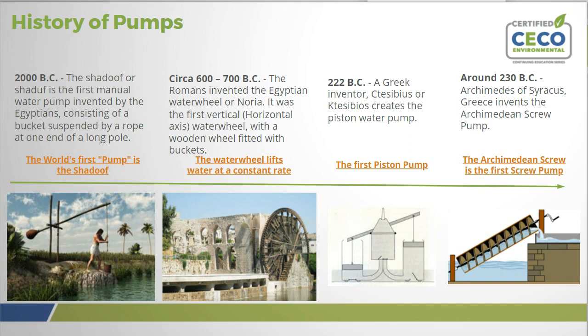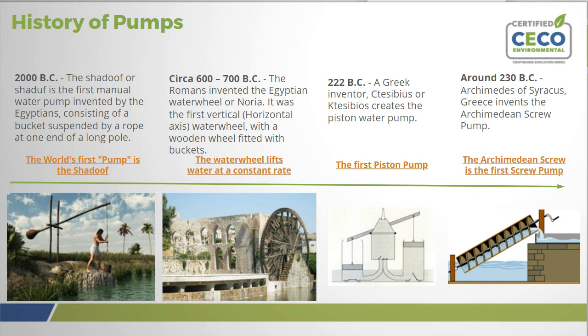We move on to the water wheel. Basically a wooden wheel fitted with various buckets to lift water at a constant rate. The first piston pump, and I just got done describing a little bit of the workings of a piston pump in the previous slides.